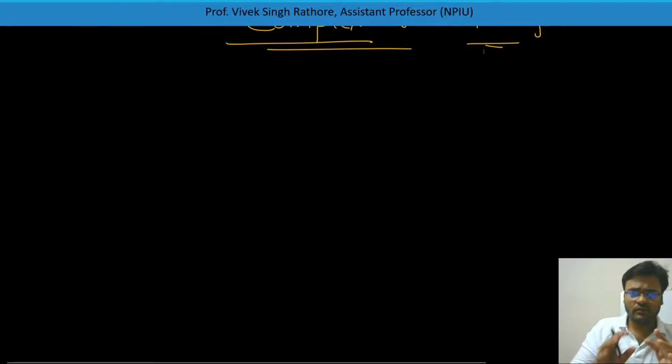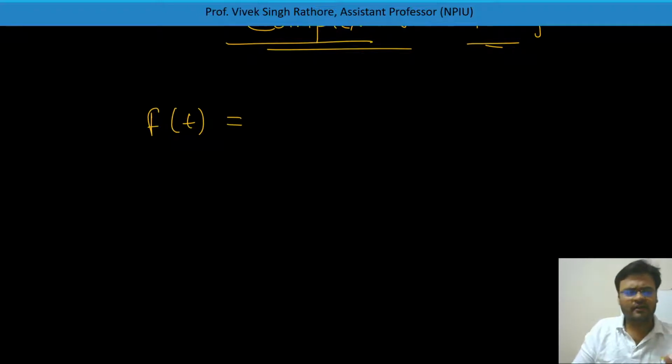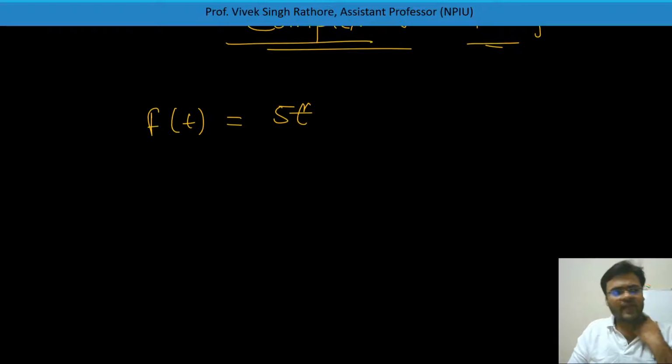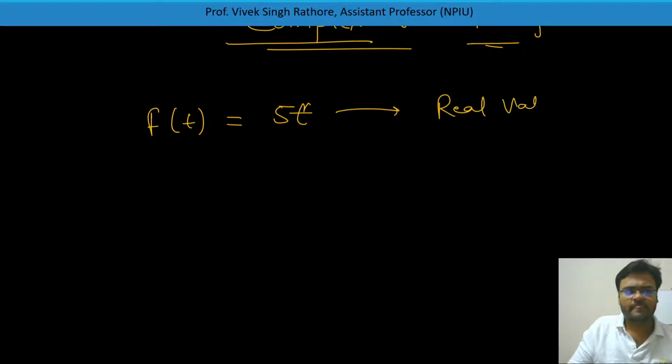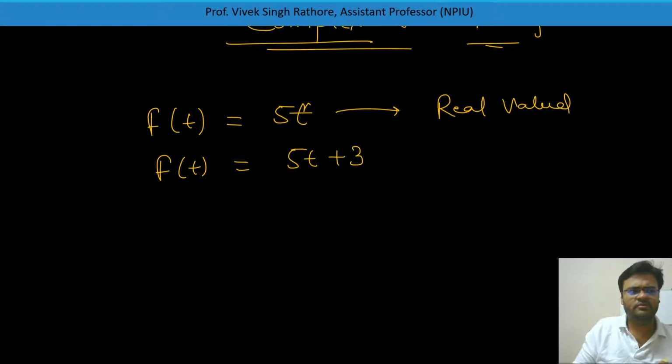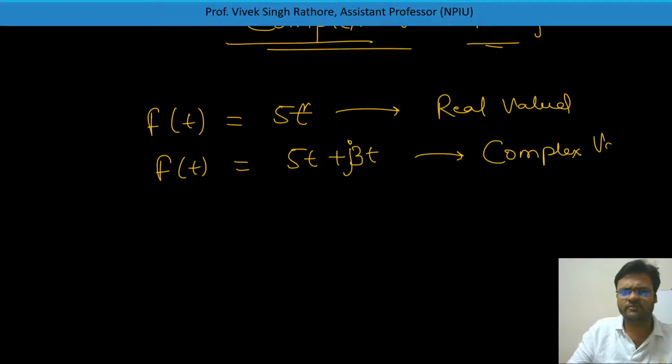Let's suppose a signal f(t) is 5t. This is a real valued signal. And one more example I will take: f(t) is 5t plus, let's suppose, j3t. This signal is a complex valued signal. So you can understand that whichever signal has a complex part is a complex valued signal.